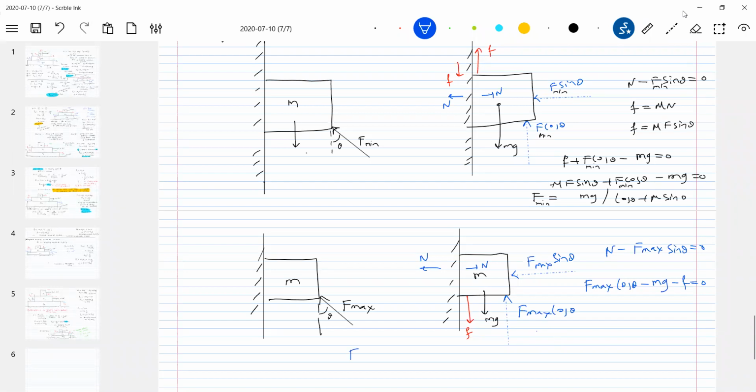And I'll solve it here. So F max cos theta minus mg. What is f? f equals mu N. What is N equal to? F max sine theta. So the value of F max equals mg by (cos theta minus mu sine theta).